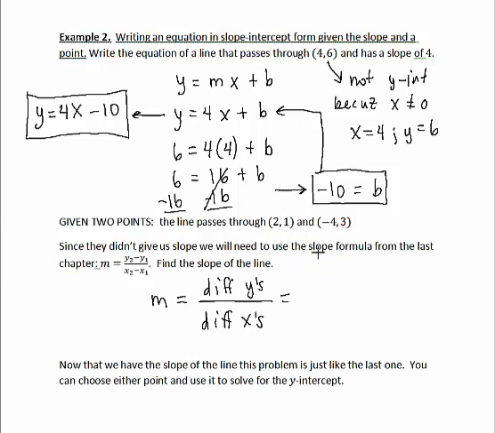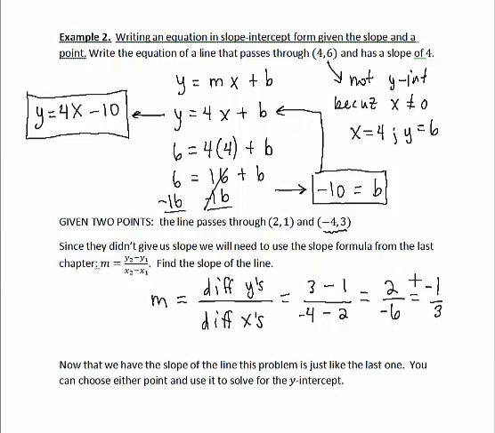And so I pick out my y coordinates. I'll use 3 first and subtract 1. I use the 3 first. Since I use the 3 that came from this point here, then I have to use the -4 first for the difference of the x's and subtract the 2 from it. 3 minus 1 is 2. -4 minus 2 is a -6. If I simplify this fraction, I get a -1 over 3. And so here's my slope.